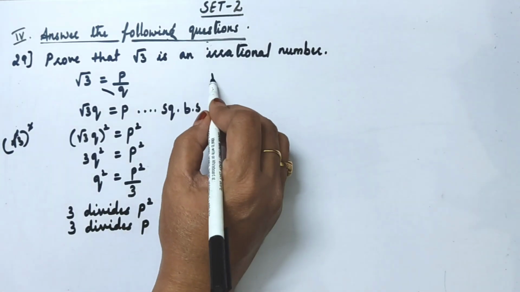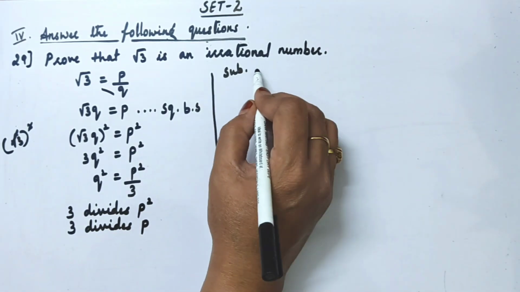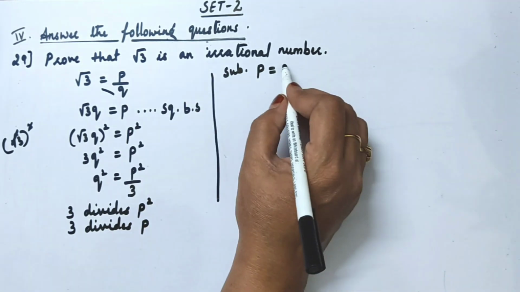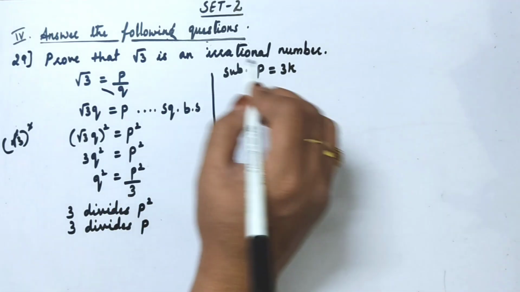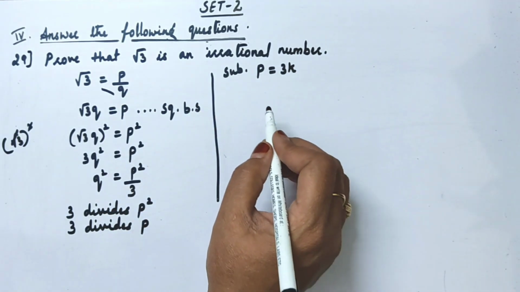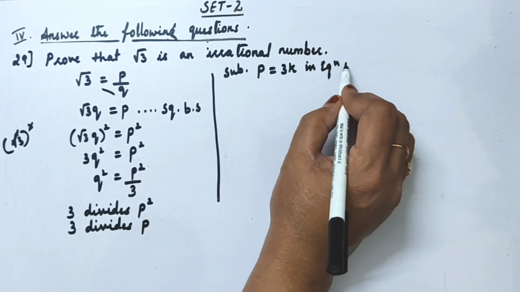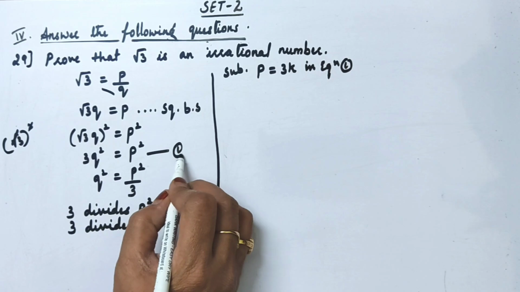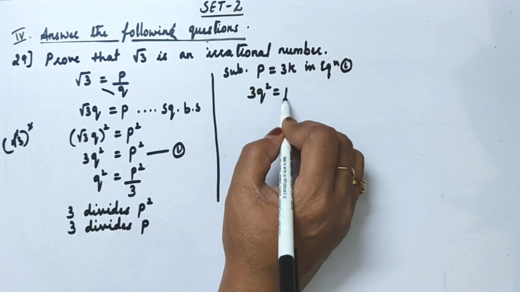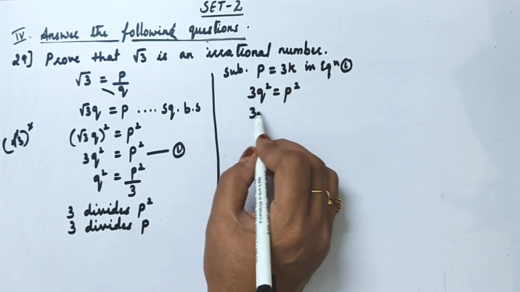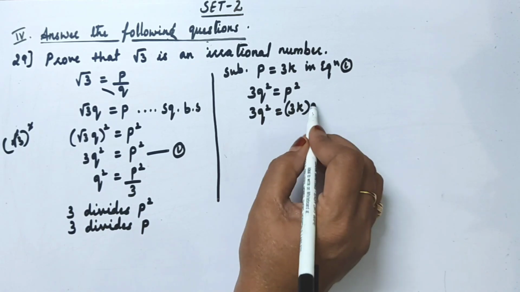Now again let me substitute. As we have got 3, I'll write p equals 3k. If we have 5, let us write 5k. If we have 7, let us write 7k. Now let us substitute p equals 3k in equation 1. So let me write this as equation 1, students. Equation 1 is 3q square equals p square. You write this 3q square as it is. The p value is 3k, so (3k) whole square.